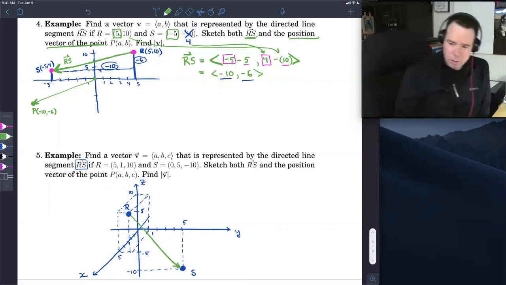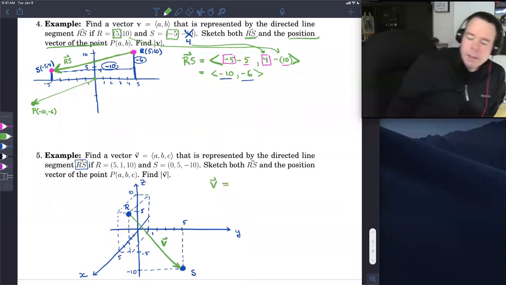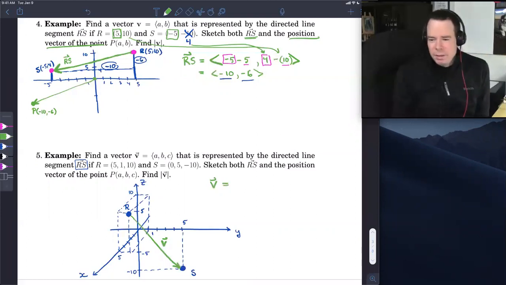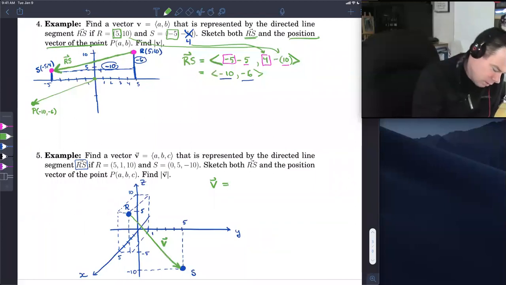So that's the one we're looking for. Starts at R and goes to S. So let's call that vector V. And the way we get it is, now I'll write this down, but what I'm about to write down doesn't really make sense, but I'm going to write it down in parentheses. So maybe I'll write it off to this side.